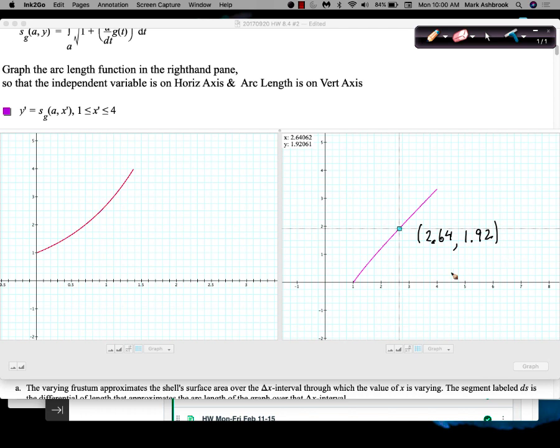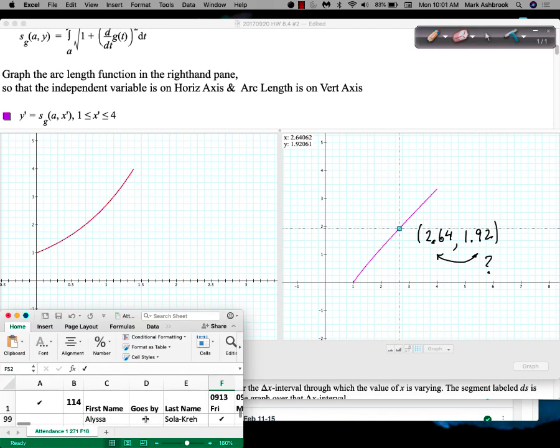What's the meaning of that coordinate pair, that ordered pair, in light of the situation, in light of the function g, in light of what's going on over here? Think about it, and then tell the person next to you. Everyone's listening or talking to someone. Where's Alyssa? Alyssa Sola, right here. Hey. What did you say? So the ordered pair 2.64, 1.92 means what?